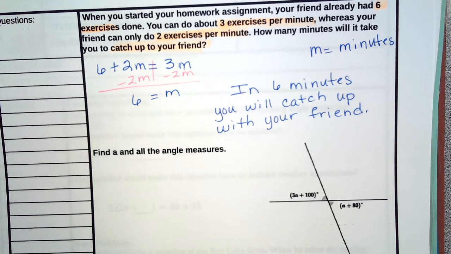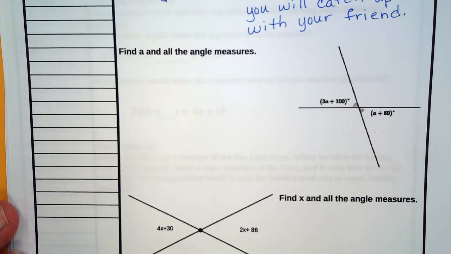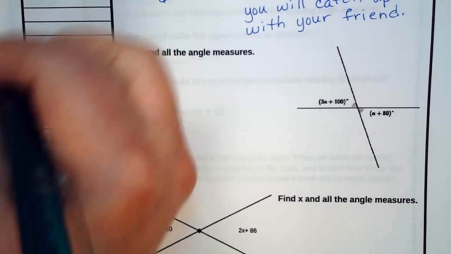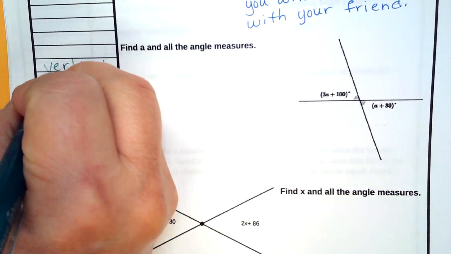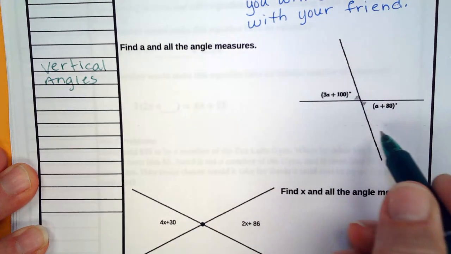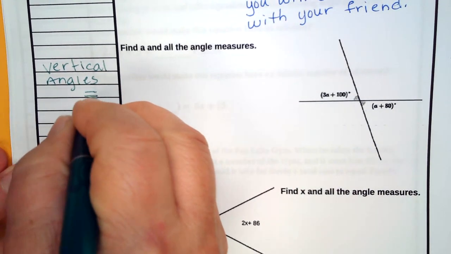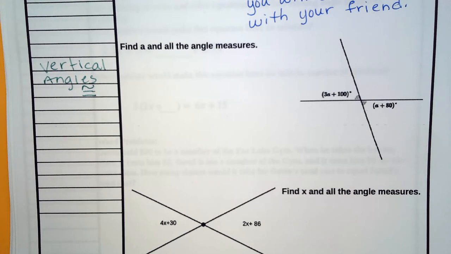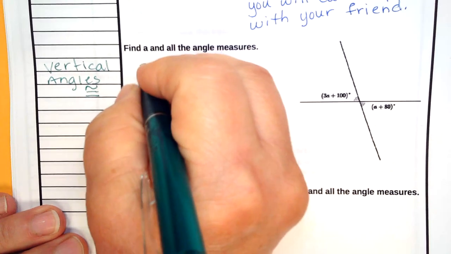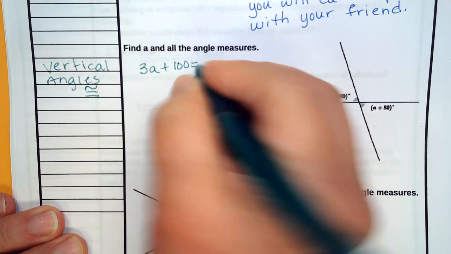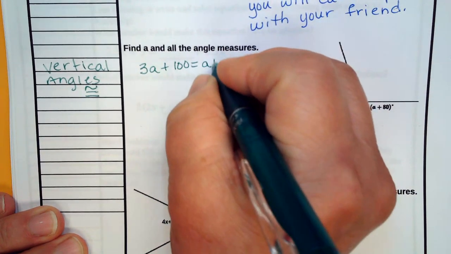For the next 2, we're going to find the variable, and then we're going to find all the angle measures. Remember, we are working with what we call vertical angles. These are vertical angles, and they are congruent. Congruent means exactly the same size and shape. If they're congruent, that means that those 2 expressions have to be equal. So 3A plus 100 will equal A plus 80.